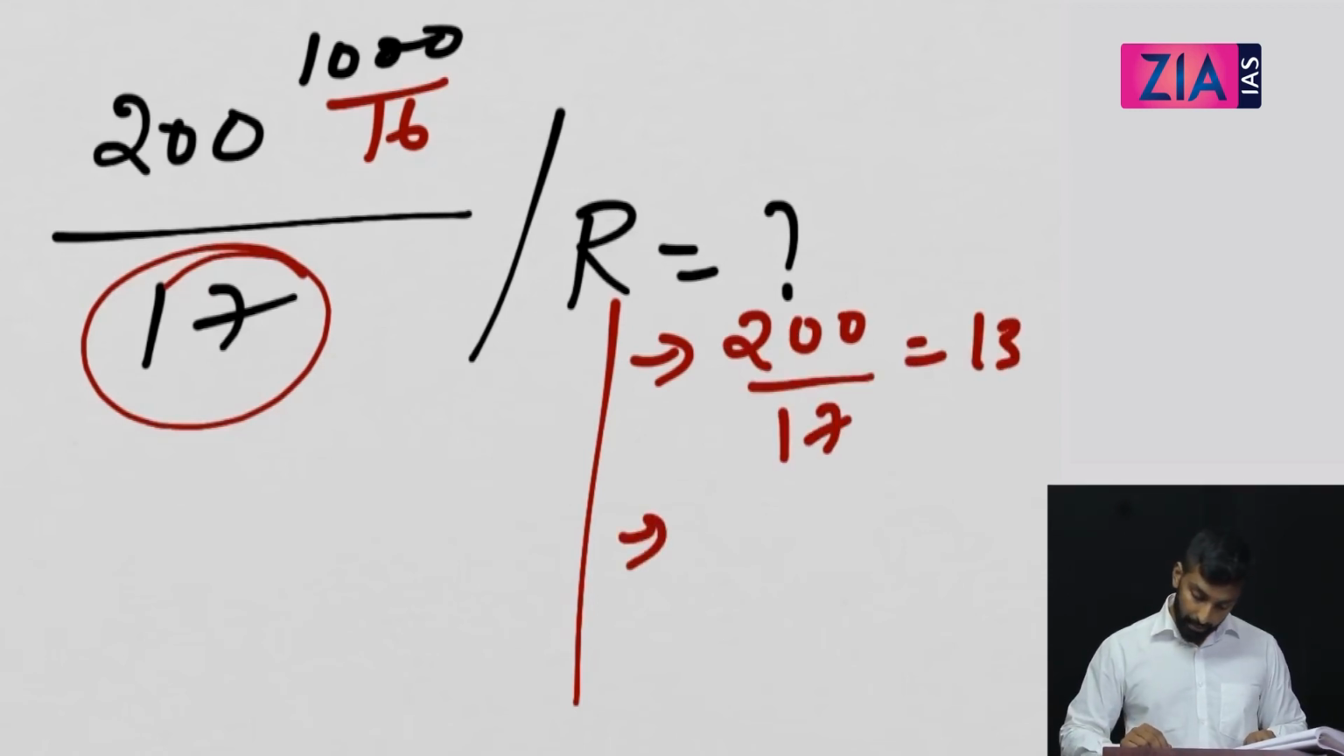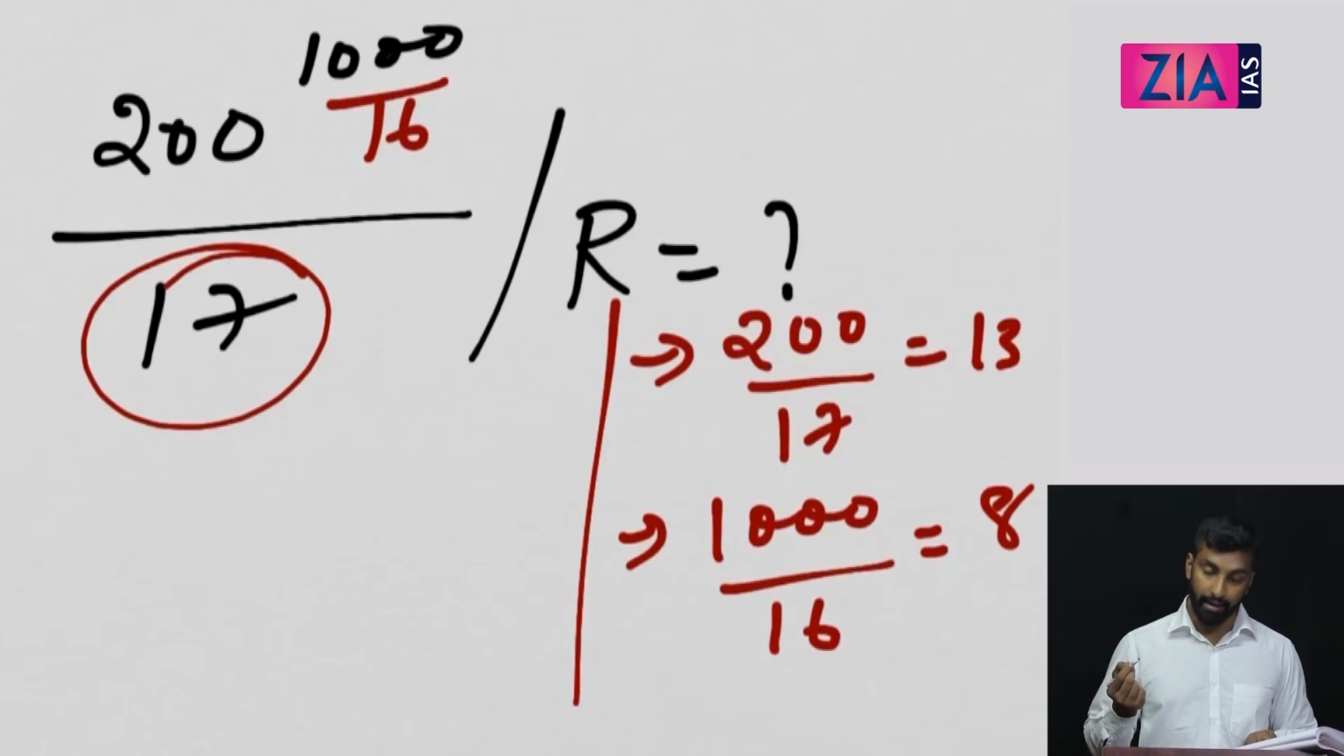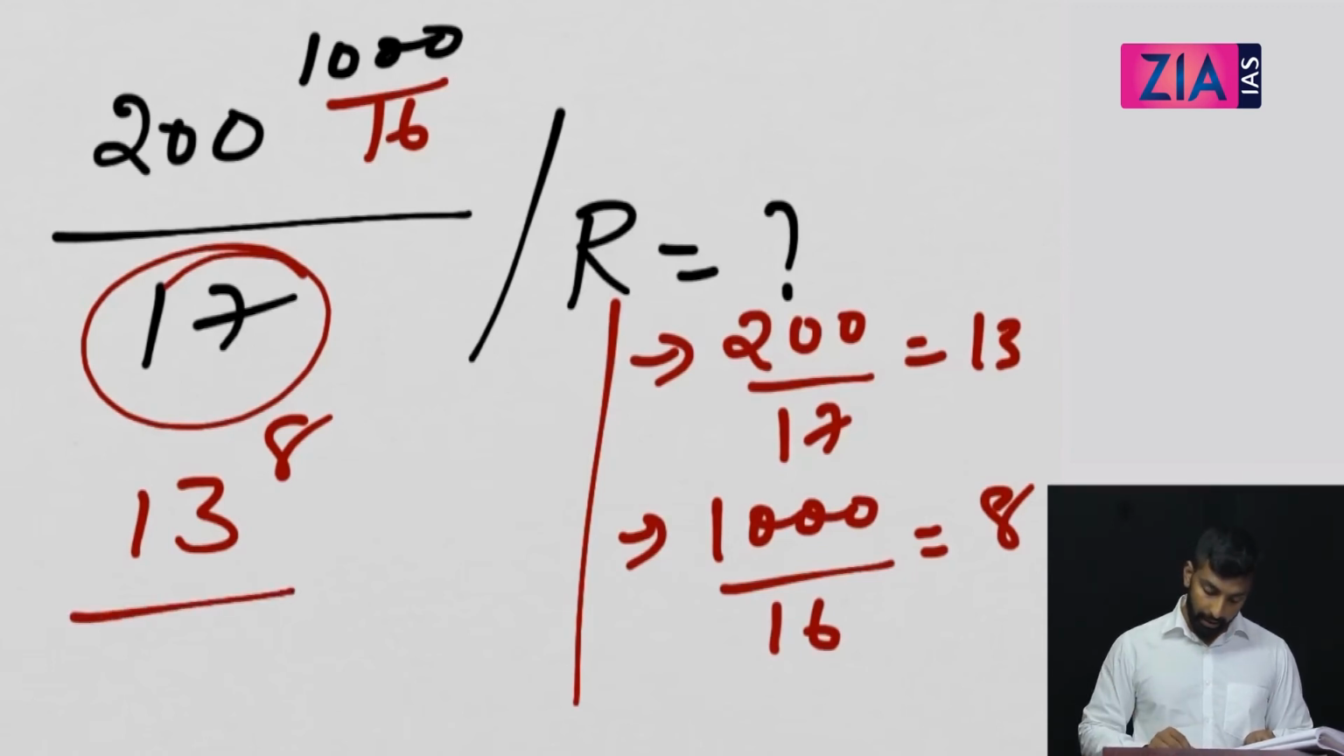Then what is the second step? The power of the numerator, that is 1000, you divide with the Euler's number of the denominator, that is 16, you will get 8 as a remainder, right? What is your actual answer now? 13 raised to 8. But what is the problem? This is greater than 17. So I need to divide it again by 17.